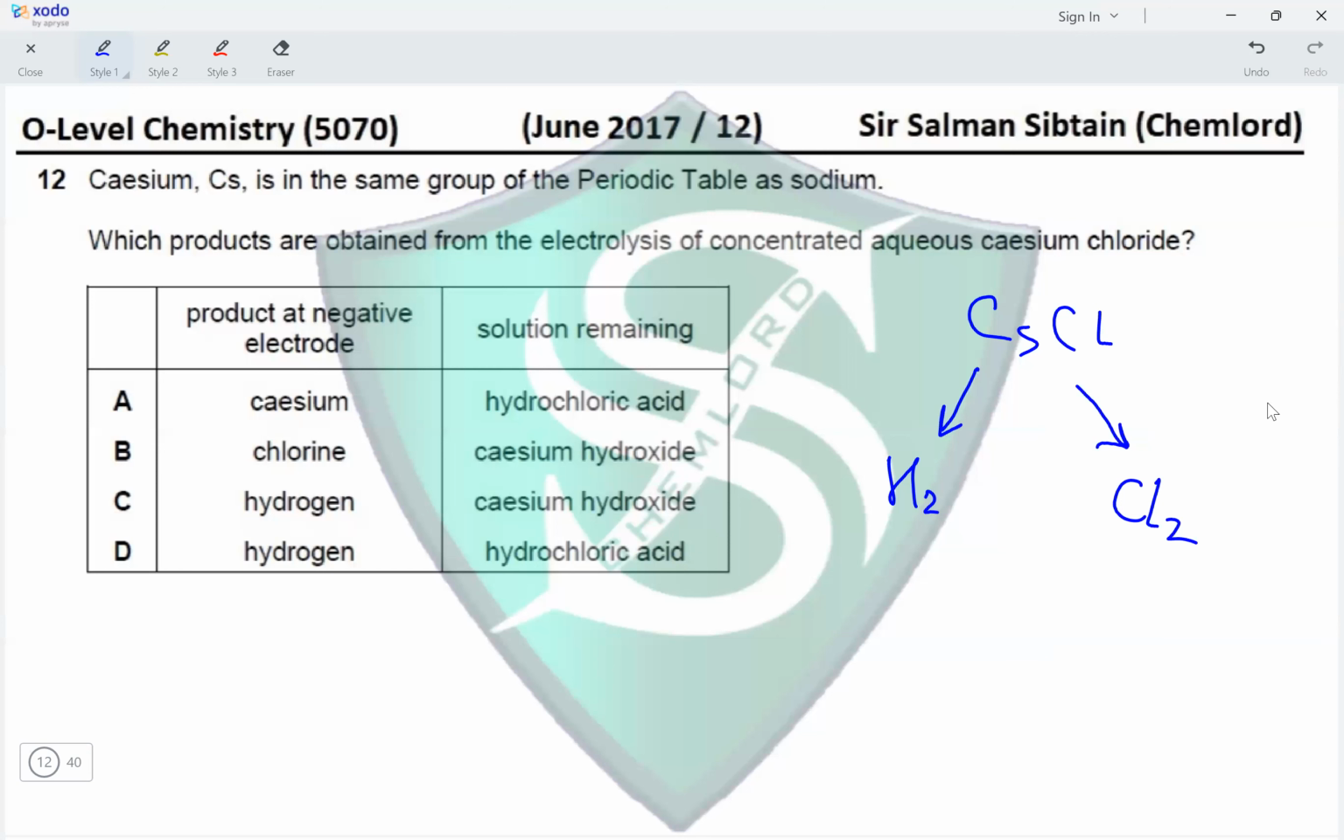So the question asks us product at the negative electrode. Negative electrode is the cathode. Cathode will have hydrogen produced, eliminating options A and B. Now, the solution that remains. Since hydrogen is removed from water, OH negative ions remain, and chlorine is removed from CsCl, so Cs positive ions remain. So Cs positive and OH negative together will form cesium hydroxide and not hydrochloric acid. Therefore, the correct option for this question is option C.